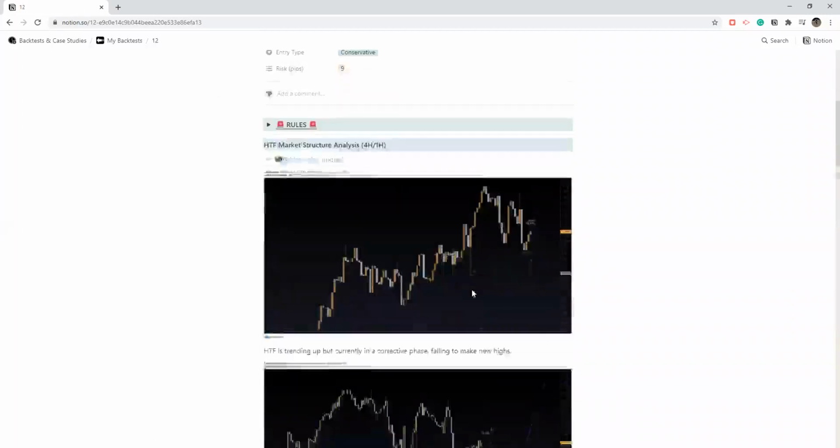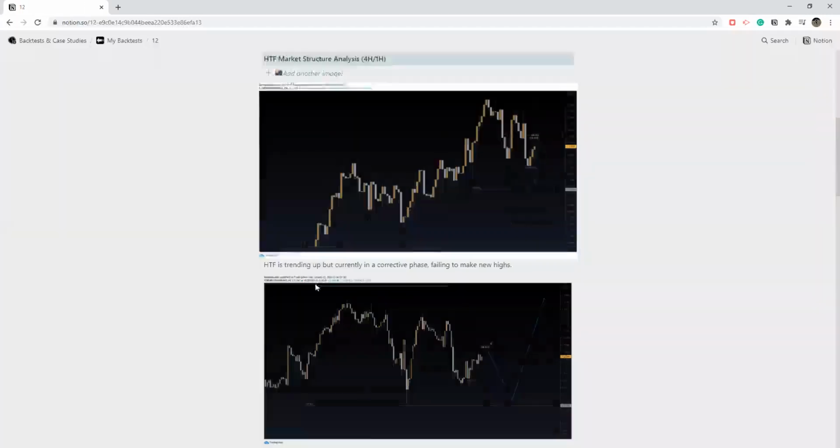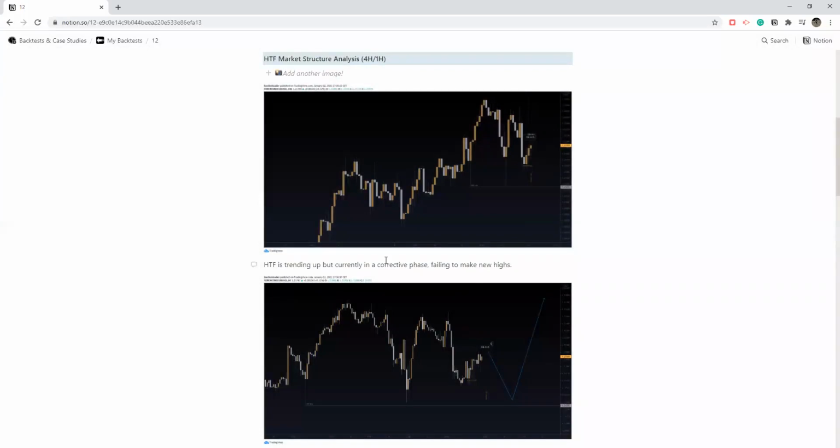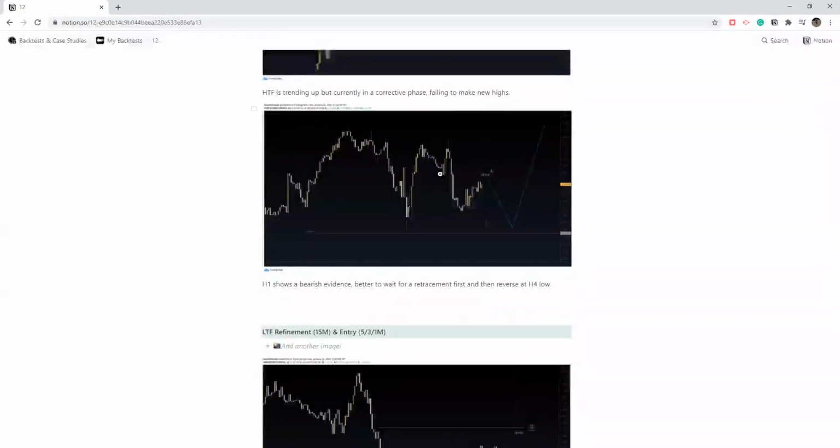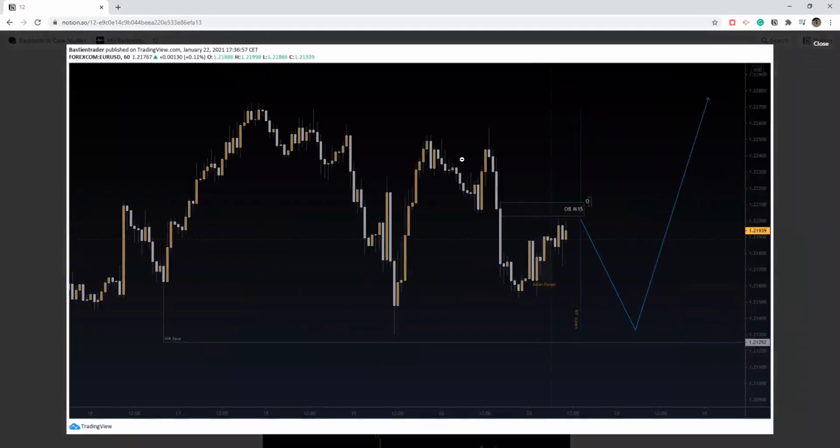Trade 12. Higher time frame trending up, but currently in a corrective phase, failing to make new highs. Yes, low push, big pullback. Little push, pullback again. Yeah, I would look for sells as well. It's kind of showing more bearish sentiment than bullish. After this bull run, we start seeing a bit of a downtrend. We have an OB right here as well on the 4-hourly that is just getting tapped. That can possibly be even further refined on the hourly.